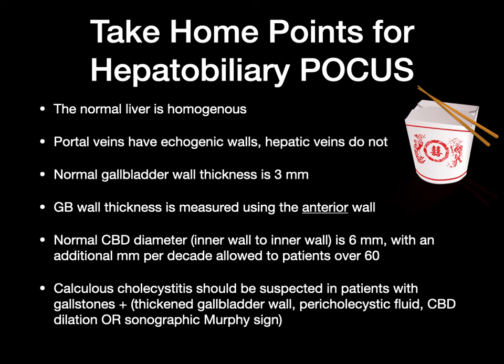Gallbladder wall thickness is measured using the anterior wall due to that posterior acoustic enhancement. A normal CBD diameter, remember inner wall to inner wall, is 6 millimeters with an additional millimeter per decade allowed to patients over 60. And then calculous cholecystitis should be suspected in patients with gallstones plus a thickened gallbladder wall, pericholecystic fluid, CBD dilation, or a sonographic Murphy sign.